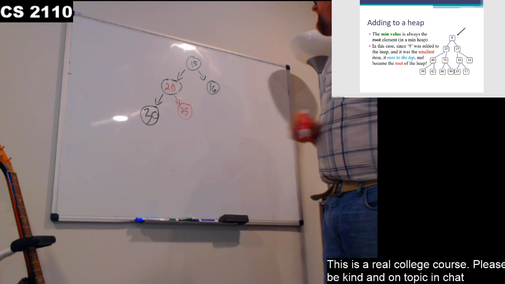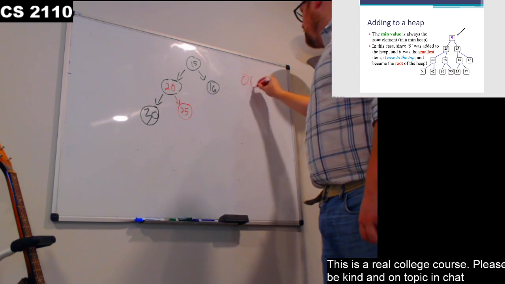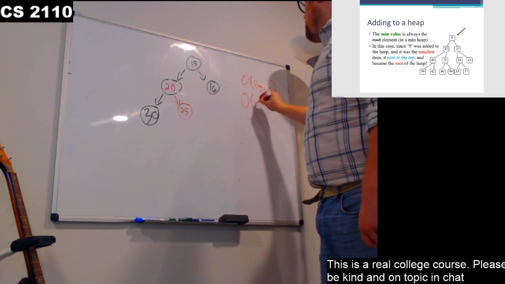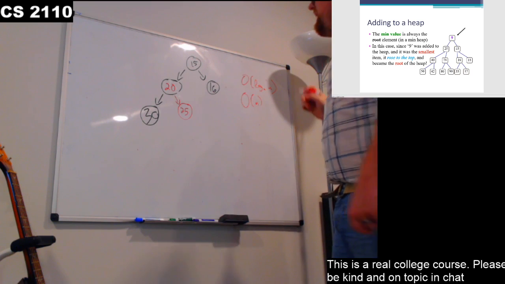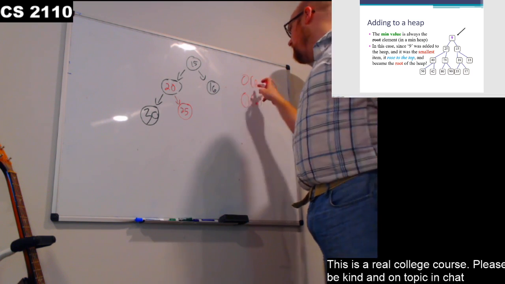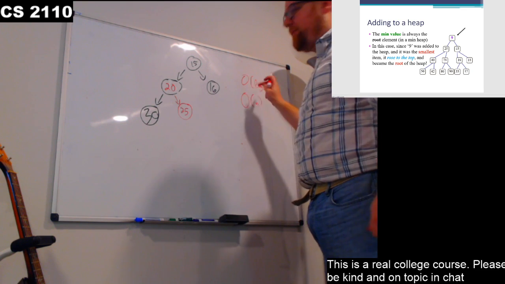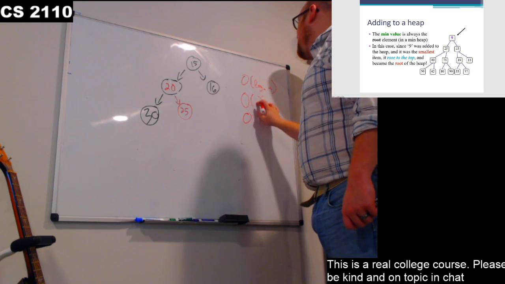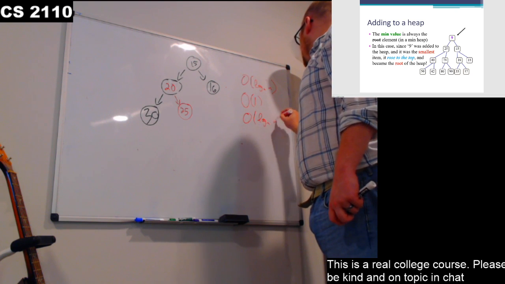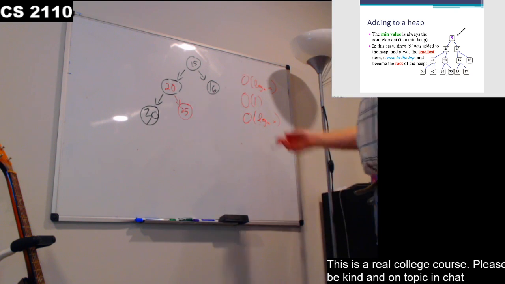So in a worst case, this is O(log base 2 of n). In an average case, it's going to be half of log base 2 of n. But as we talked about before, if you multiply this by the constant 1/2, it's still log base 2 of n. Sorry, in the best case, it's O(1). There we go.